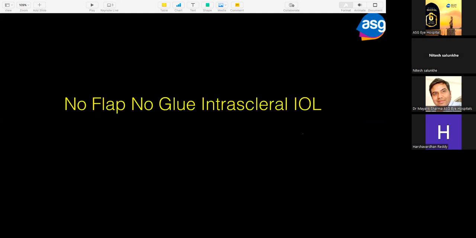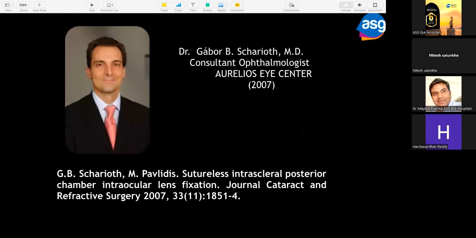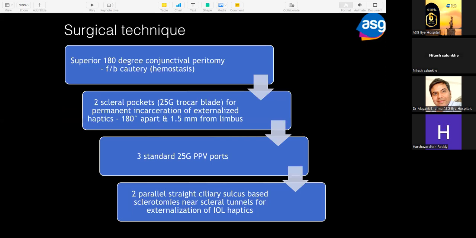Now coming to the technique for SFIL. Once you've taken care of the dropped nucleus or the lens or CTR and all of that, the next thing is the lens implantation. There are many techniques for SFIL. I am going to discuss the one that I use. This is a no flap, no glue SFIL. This was introduced by Gabor. We'll go through the surgical technique, and I'll tell you about a little modification that I do now.